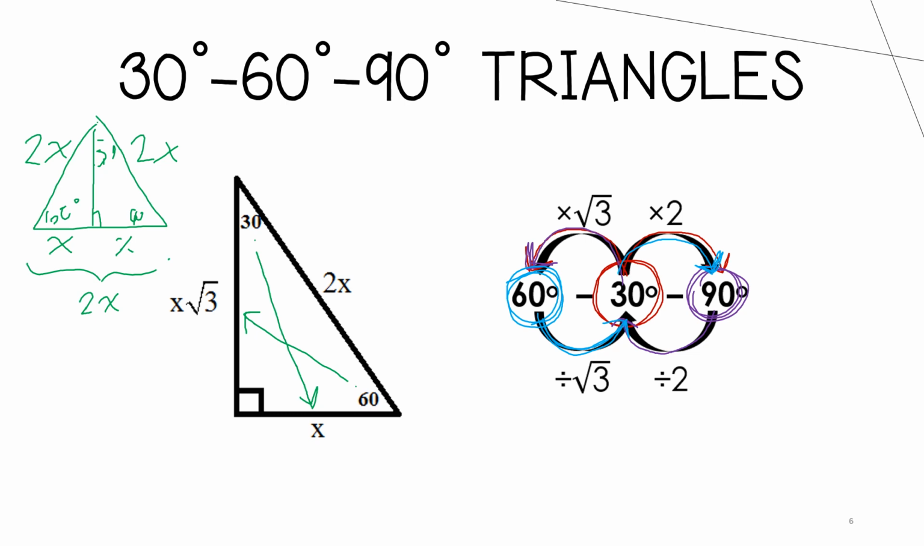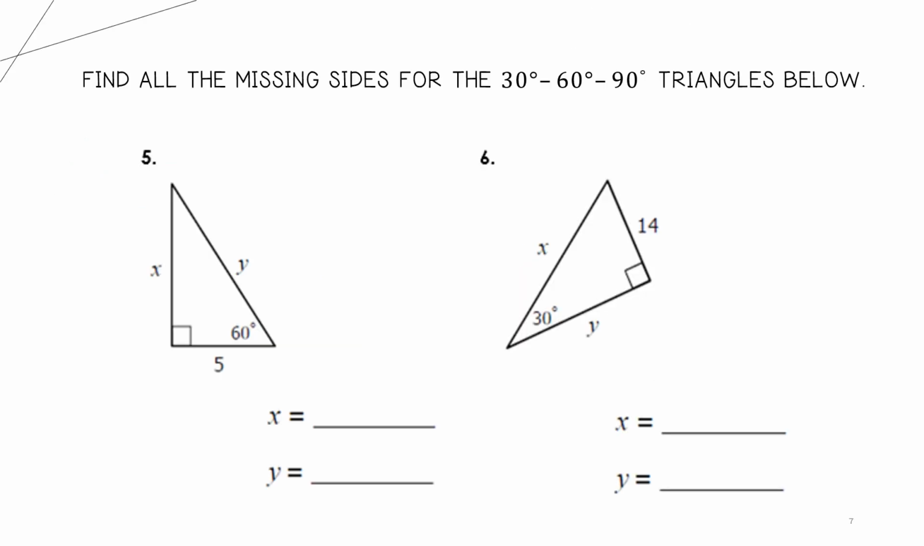So let's try some examples because that can be a little bit confusing. We've got a few more examples of these compared to the 45, 45, 90. All right, so in example 5, we have a 30, 60, 90 degree right triangle. So we've got the right angle marked, the 60 degree. That means the other angle is 30. So that means 5 is our short side. Okay, if you're given the short side, to find the hypotenuse, you double it. So 5 times 2 is 10. If you have the short side, to find the longer leg, you multiply by the square root of 3. So that would be 5 root 3.